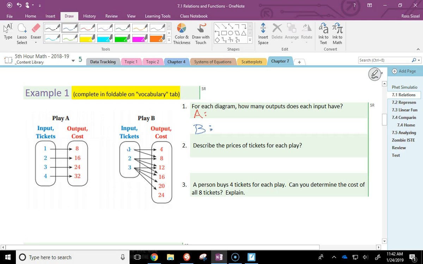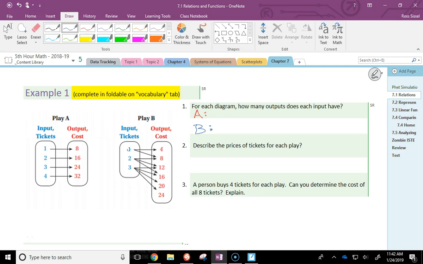When input is my tickets, the output is the cost. So when I buy 1 ticket, it costs $8. I buy 2 tickets, it costs $16. I buy 3 tickets, it costs $24. I bought 4 tickets, it costs $32. Okay, so looking at this, Zachary, opening up your foldable so you're with us. How many outputs does each input have?